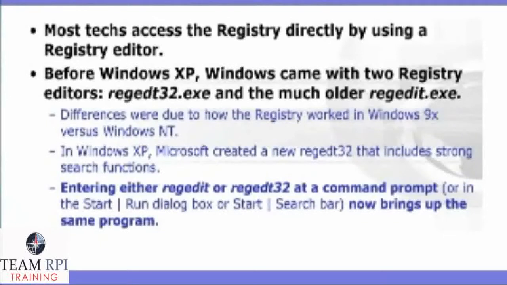Before Windows XP, Windows came with two registry editors, regedit32.exe and the much older regedit.exe. The differences were due to how the registry worked in Windows 98 versus Windows NT. By typing regedit or regedit32 at the command prompt or in the run dialog box, it's now going to bring up the same program.